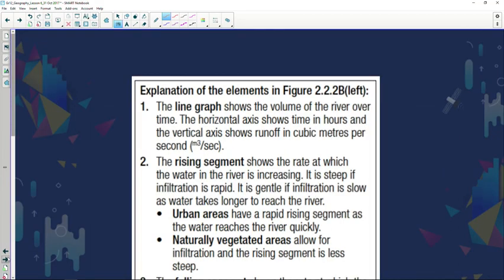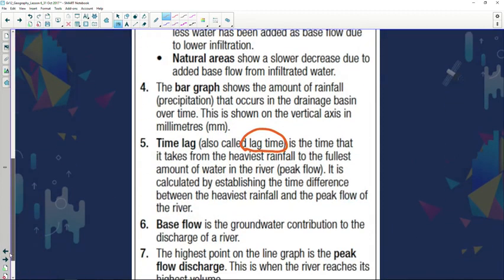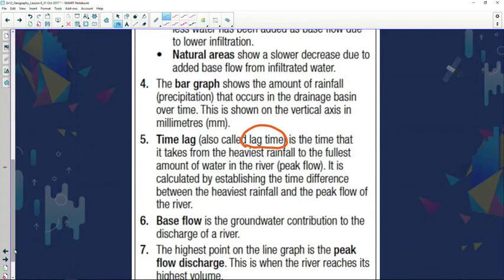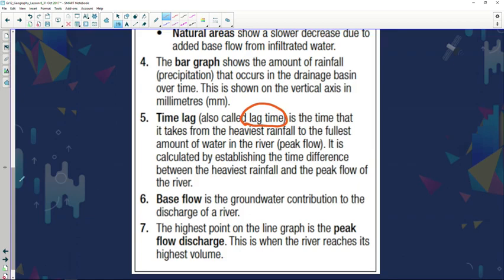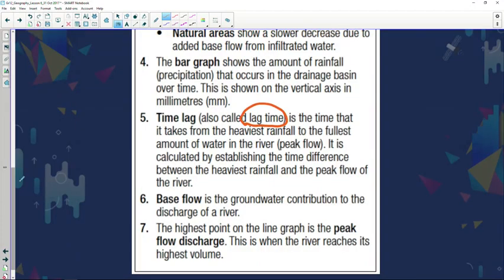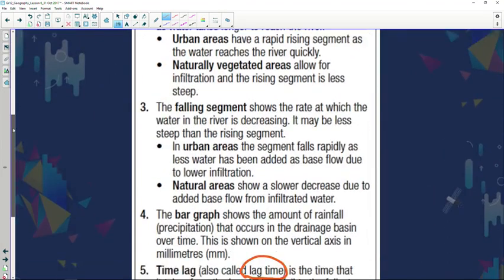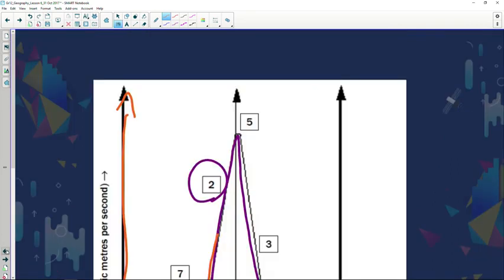Now if you continue looking at it, the base flow is obviously the groundwater contribution. We discussed it at the previous point. It's the water that infiltrates that will eventually lead to the discharge of the river. Now keep in mind, there are 2 ways the river discharges its water. On top of the surface and below the surface. When it infiltrates and eventually leads back, that's base flow, or when it flows on top in the river channel. Now the highest point in the line graph is the peak flow discharge. This is where the river receives its highest volume of water.